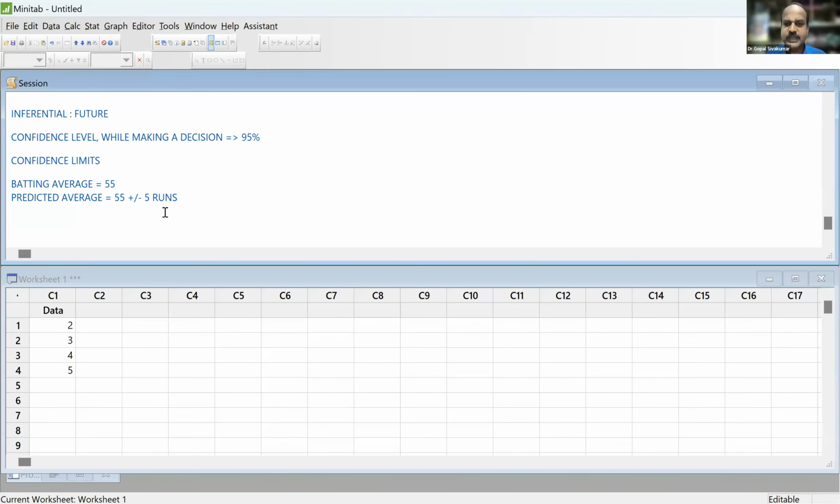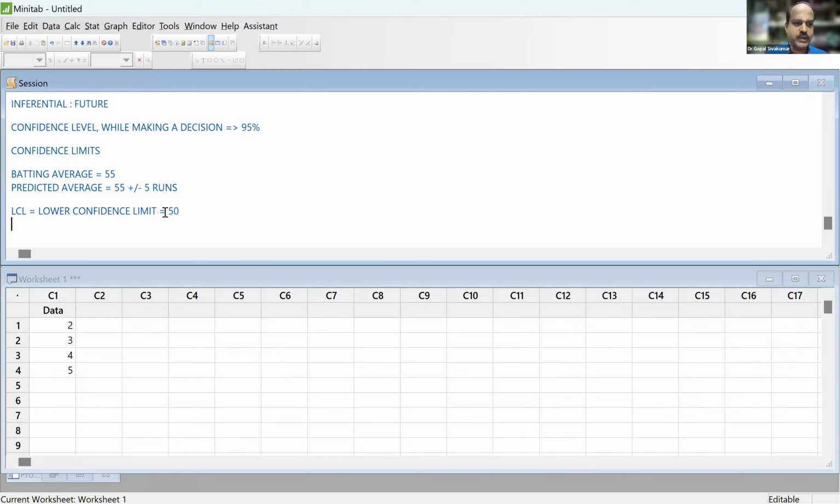Now you expect Virat Kohli to maintain his average between 50 and 60. The 50 is known as LCL. But this time the meaning of LCL is lower confidence limit, the 95% lower confidence limit. This is not lower control limit. Please don't confuse. Symbol-wise it is the same LCL, but it is the lower confidence limit, 50.